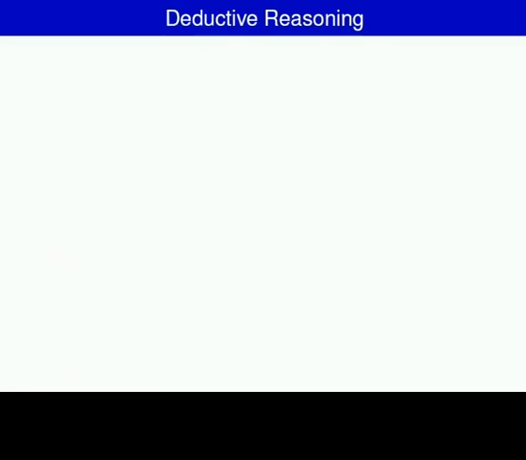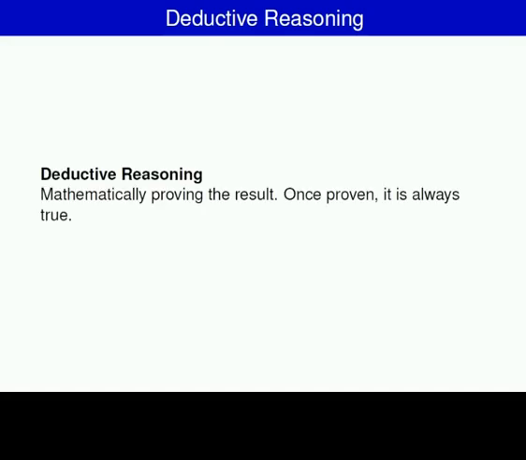The next type of reasoning we come across in mathematics, and the more widespread one, is deductive reasoning. Deductive means simply proving the result. So if you prove a given result, it's not a conjecture anymore, it's a proven result, and that method of proving we call deductive reasoning.